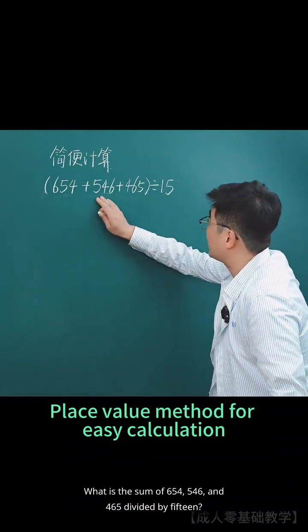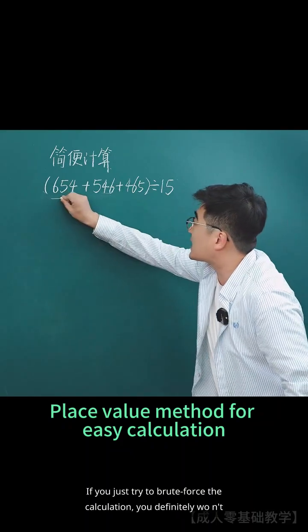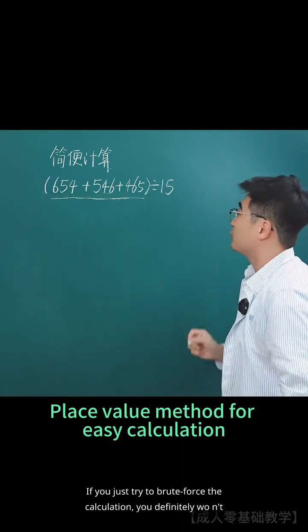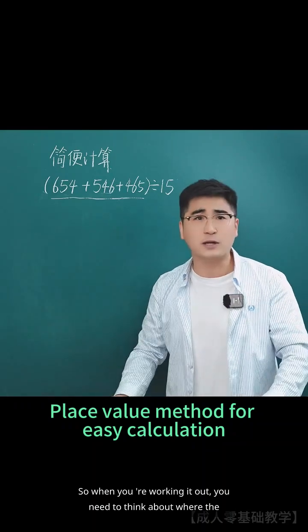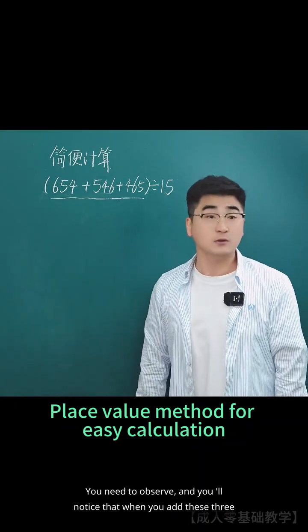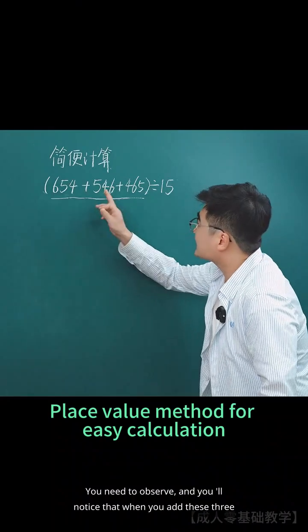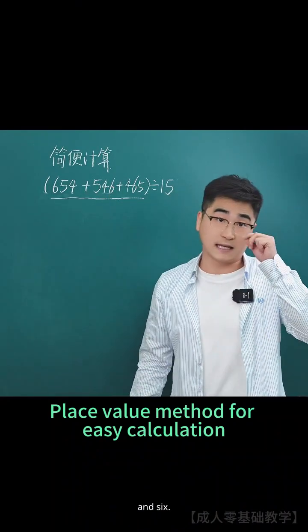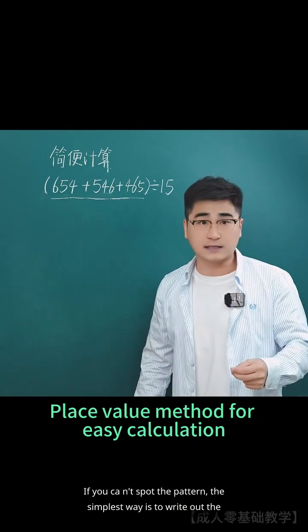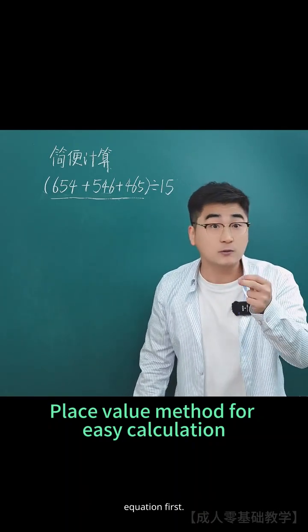What is the sum of 654, 546, and 465 divided by 15? If you just try to brute force the calculation, you definitely won't get any points. So when you're working it out, you need to think about where the breakthrough point is. You need to observe, and you'll notice that when you add these three three-digit numbers, each one is made up of the digits 4, 5, and 6. If you can't spot the pattern, the simplest way is to write out the equation first.